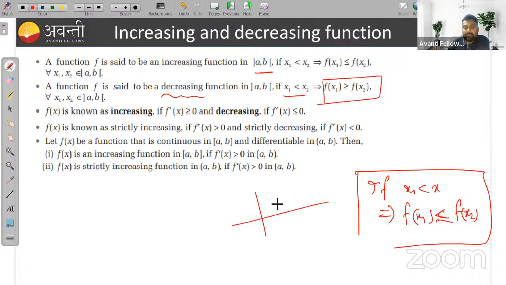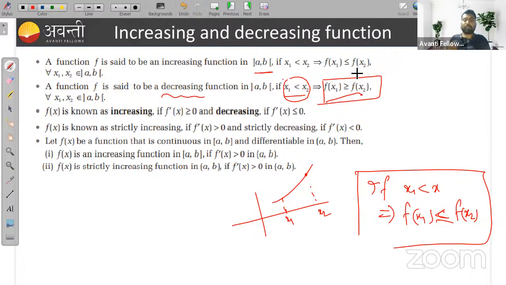Suppose I am taking here an increasing function. Suppose this point is my x1 and this point is x2, okay. So here you can see x1 is less than x2, and what you are getting, f of x1 is less than or equal to f of x2, then we can say this function is increasing, right. Similarly, in the other way we can say if x1 is less than x2 and you are getting f of x1 is greater than or equal to f of x2, then the function can be said to be decreasing.